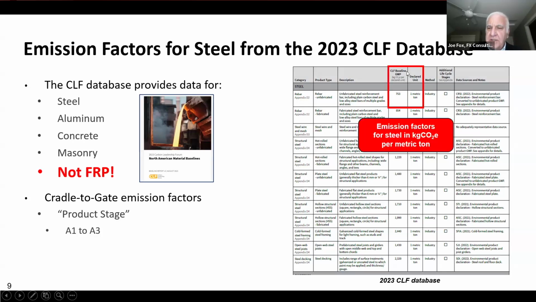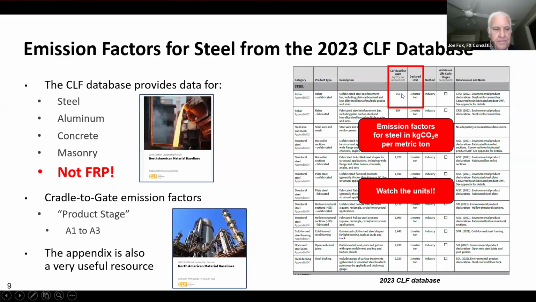Here is the data in this table, and it gives you the emission factors in kilograms of CO2 equivalents per metric ton. And again, be careful watching the units, because if you were to put this as per kilogram, this number would get divided by 1,000.